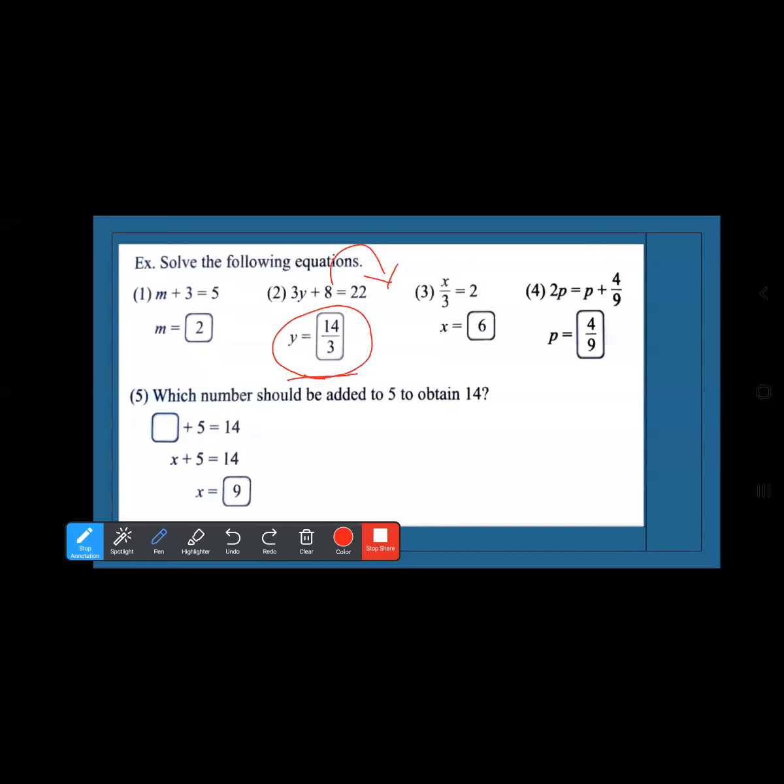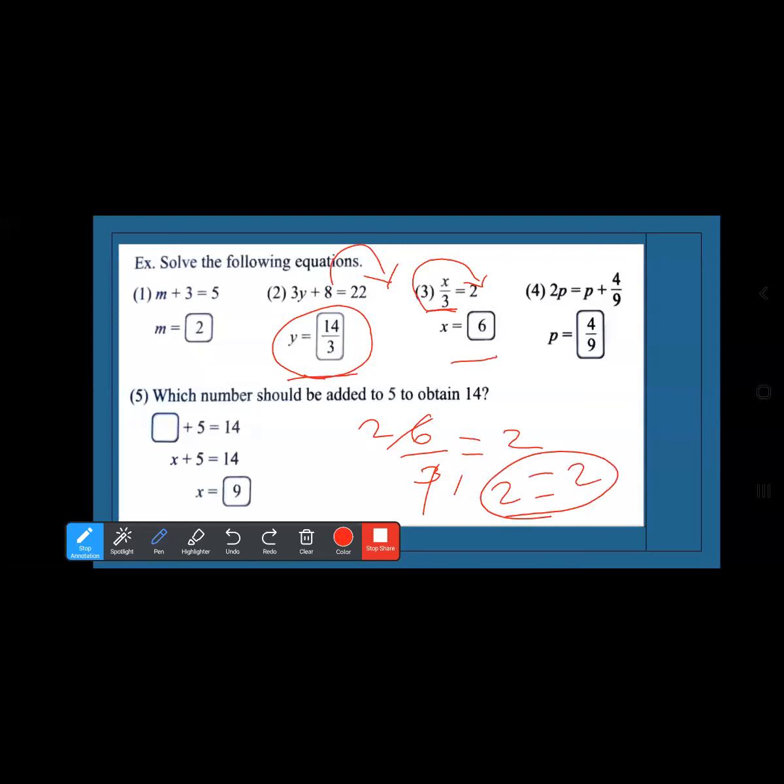Okay, then the third one, x upon 3 equals 2. Now here, 3 on the left hand side is divided. When it goes to the other side of the equal sign, it will become multiplied. So x is equal to what? 2 into 3, which is equal to 6. Now I'll show you the substitution. That is 6 upon 3 equals 2. 3 ones are 3, 3 twos are 6. See here, 2 equals 2.